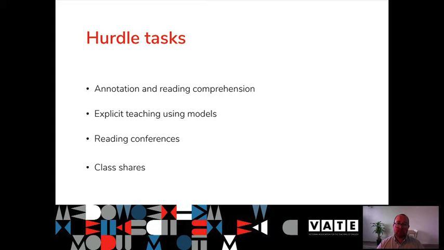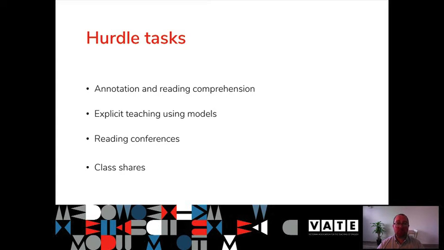So we would pick a particular skill, say understanding characterization in a text. We would speak explicitly about that skill, so what it involved, and we would model it with young people. So I would take a page from a text I was reading and narrate to them through annotation and through a discussion of my metacognition how I actually went about that.